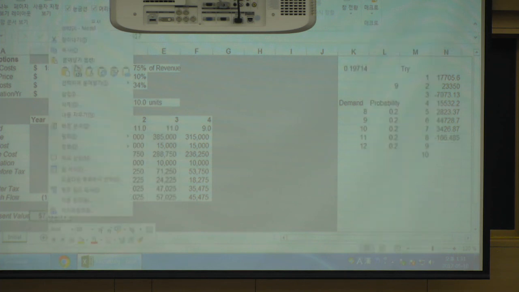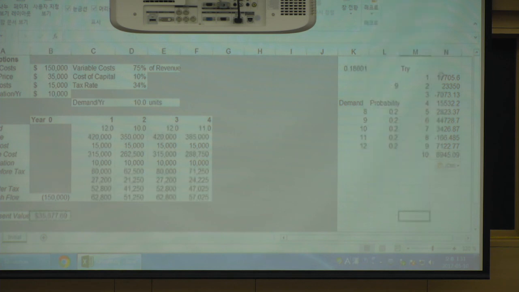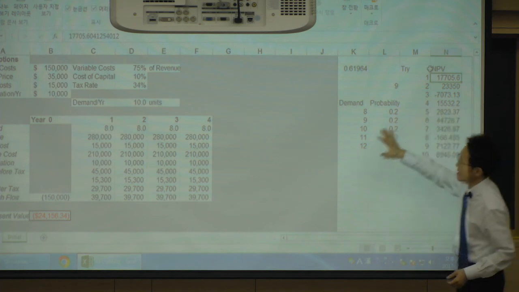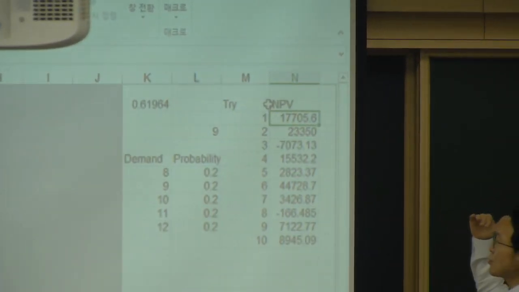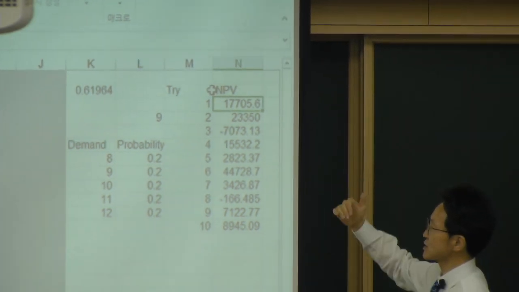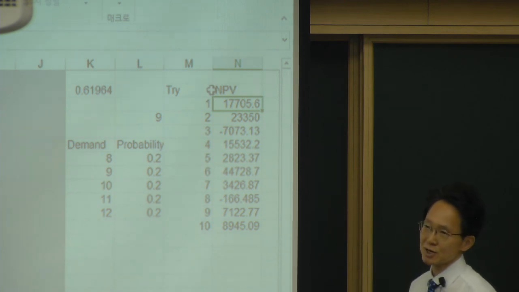This is my 10th trial. And finally, let's say that's my 10th trial. So now, as you can see, NPV changes all the time. I cannot say that the NPV of this project is 12,455 because whenever I look at the different possible demand distribution, the NPV changes all the time. So what should I do?